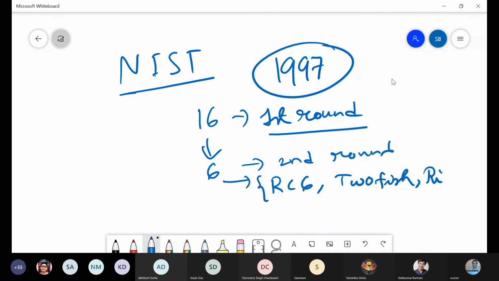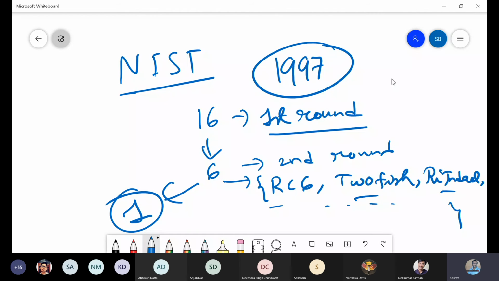Rijndael, and then Serpent. Anyway, these were the 6 block ciphers in the second round, the pre-final round. Finally they chose one among these, because one has to be given the prize. There is no tie kind of thing. A tie could be there, but one has to give the gold medal, as in the Olympics. So that winner is this block cipher, Rijndael.